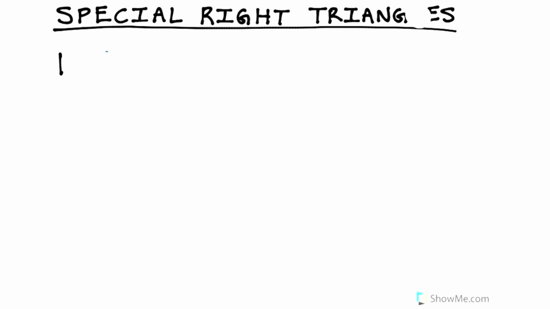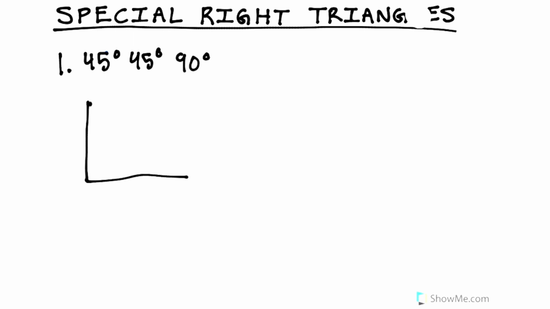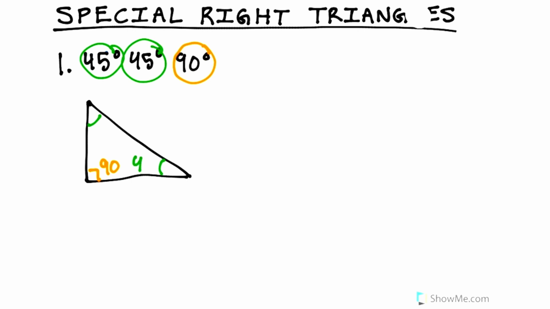So there are two types of special right triangles. The first one is a 45 degree, 45 degree, 90 degree. And so what this means is that if you have a triangle, it's a right triangle, so one of the angles is 90 degrees. But then the other two angles are both equal, and they're exactly 45 degrees.